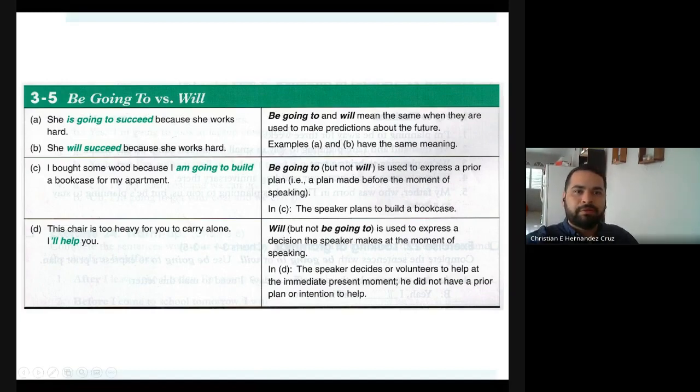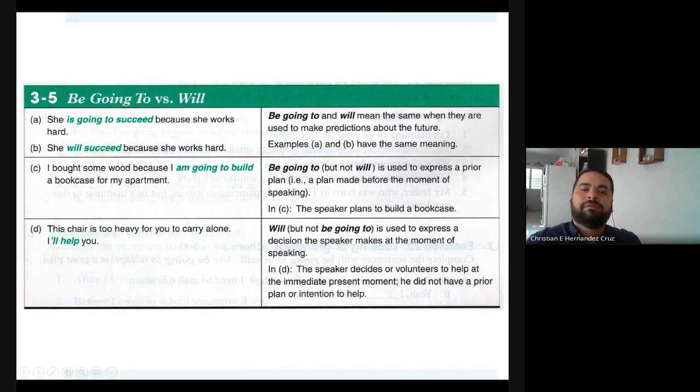Now, continuing with be going to versus will, as stated earlier, we were going to see this table 3.5. Be going to and will mean the same when they are used to make predictions about the future. Remember that I mentioned earlier that according to their context, they may have a different meaning. Well, in this case, they have the same. In this case, A and B. She is going to succeed because she works hard. And B, she will succeed because she works hard. Both mean the same thing, that she is going to have a level of success because she is a hardworking person. We can express that with both be going to and will.